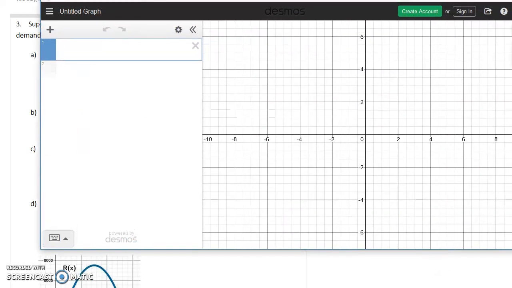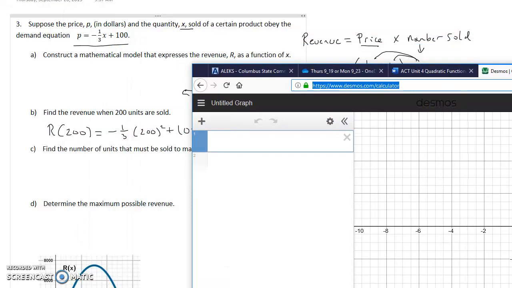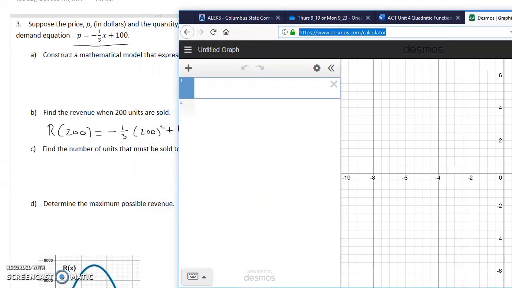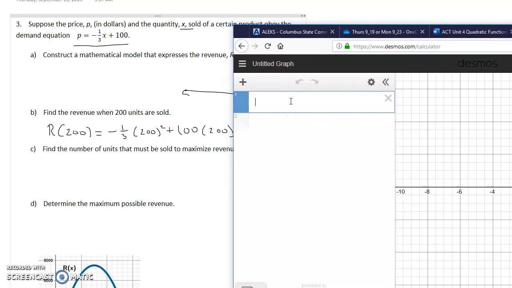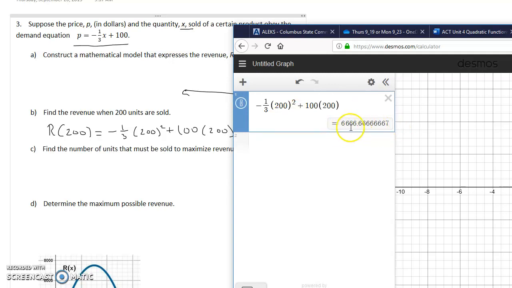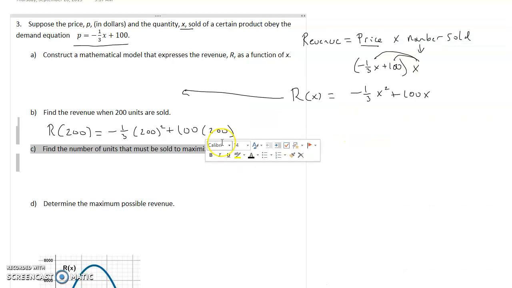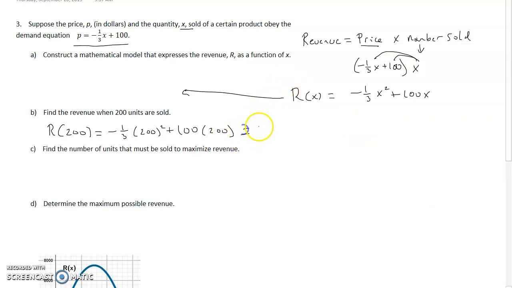Even though this is a graphing calculator, I can just evaluate this. Sorry, guys. So it's -1/3 times 200 squared plus 100 times 200. And that gives us, let's round this, 6,666.67. And that's a revenue, so that's dollars.